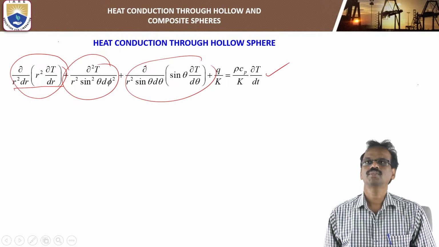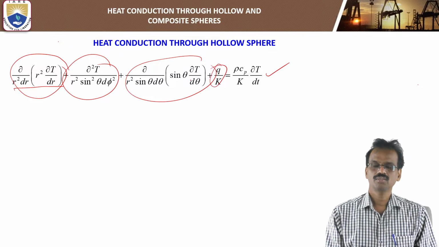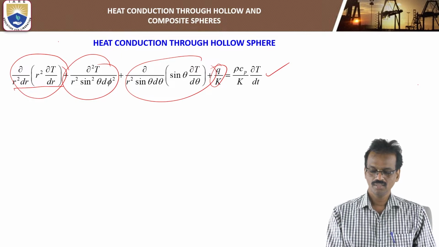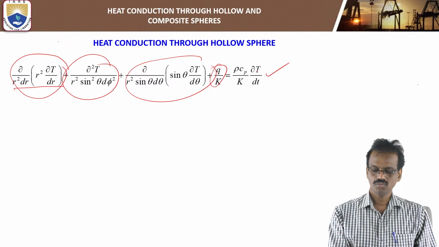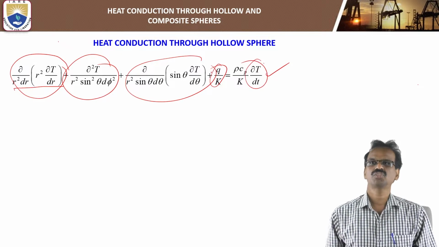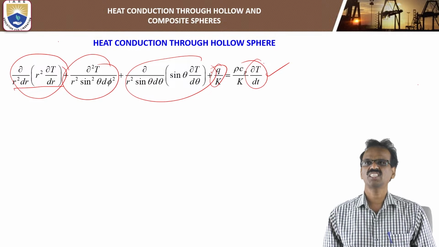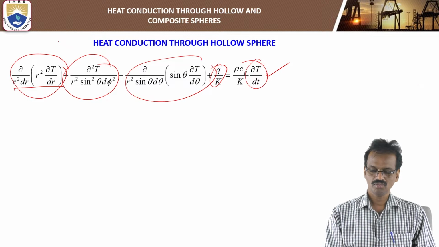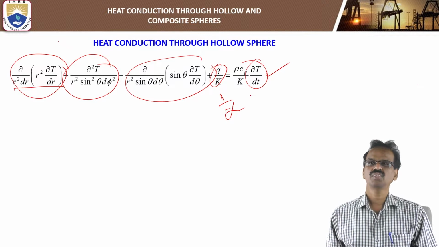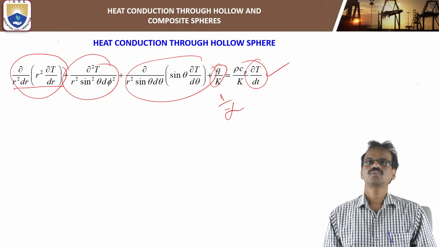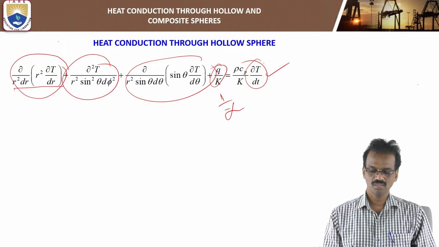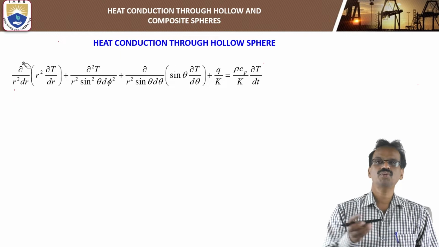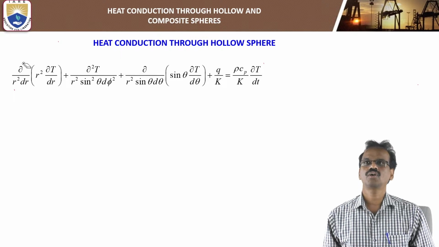This is the formula, and q by k, you know, is the heat generation in the small elemental volume, and rho cp by k times dou T by dt. This shows the steady state condition related formula. Rho cp by k is 1 by alpha, where alpha is the thermal diffusivity. All these things were discussed in the previous class. Now we'll see the derivation of the rate of heat transfer through the hollow sphere.